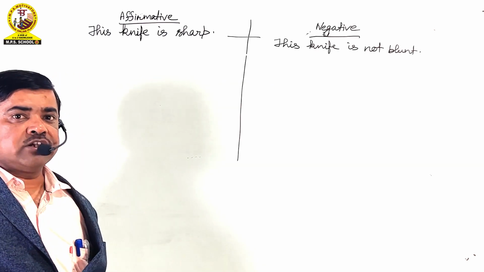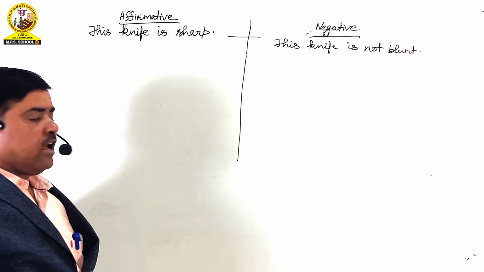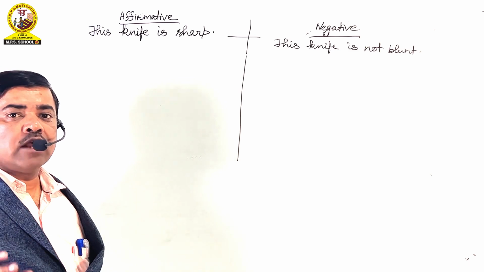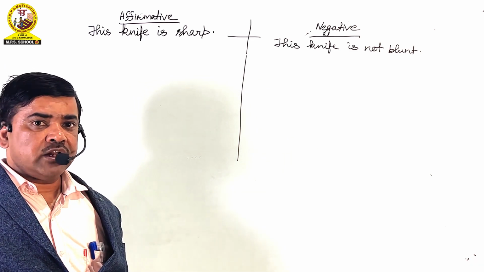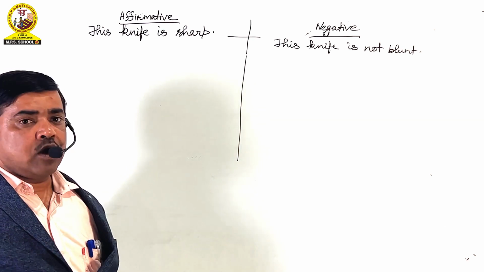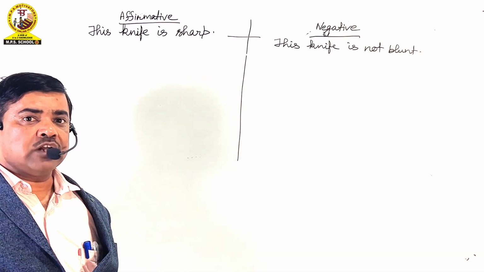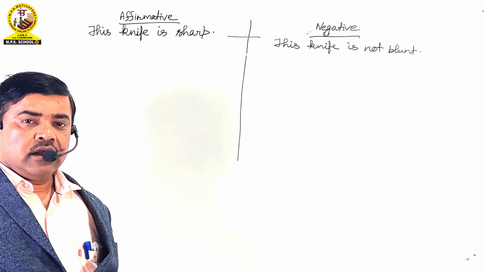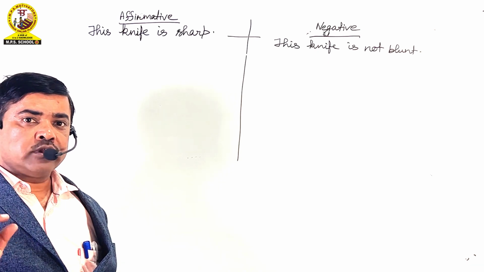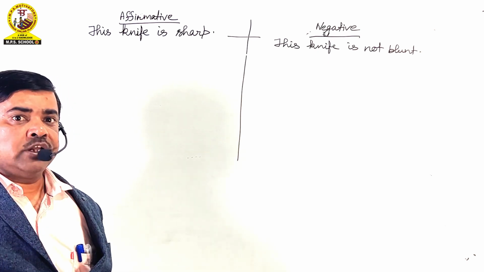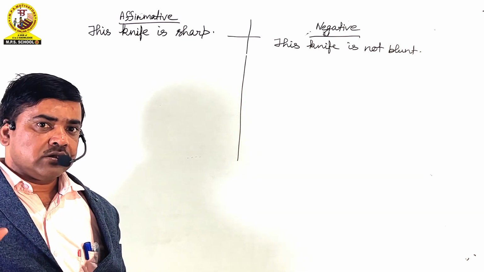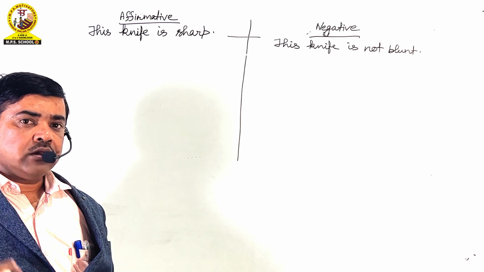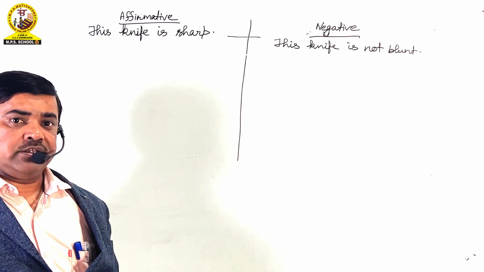Friends, our next example is this knife is sharp. It means यह चाकू तेज है. And its transformation is this knife is not blunt. यानी यह चाकू भोंथरा नहीं है. अगर यह चाकू भोंथरा नहीं है, it means यह चाकू तेज है. So we can say this knife is sharp और this knife is not blunt.